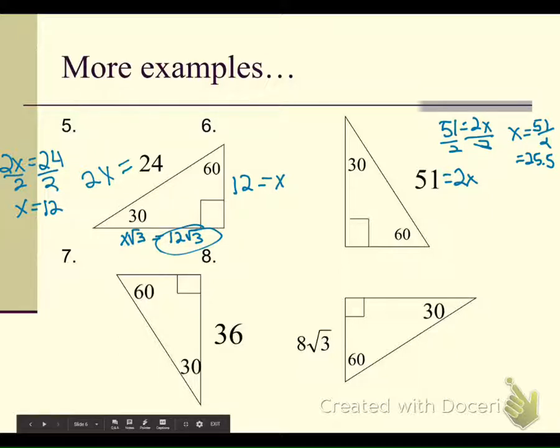Which angle is opposite of our side length of x? 30 degrees. So that means down here, across from the 30, we have x equals 25.5. And then the side length opposite of our 60 is still going to be that x square root of 3, which is 25.5 square root of 3.